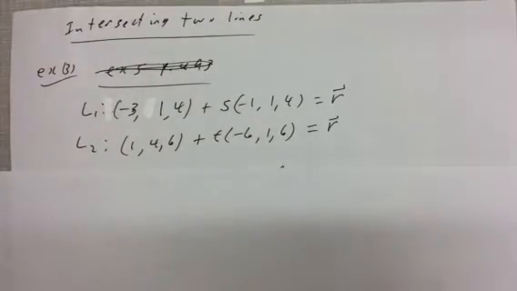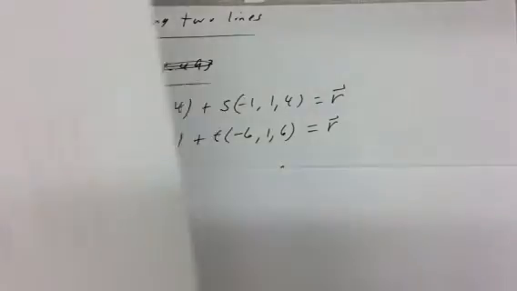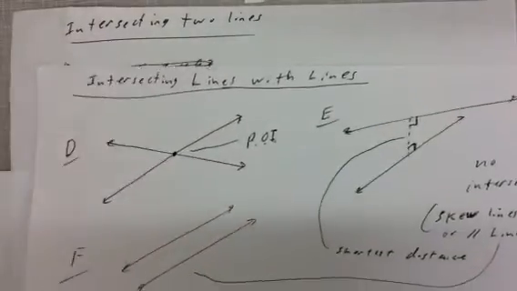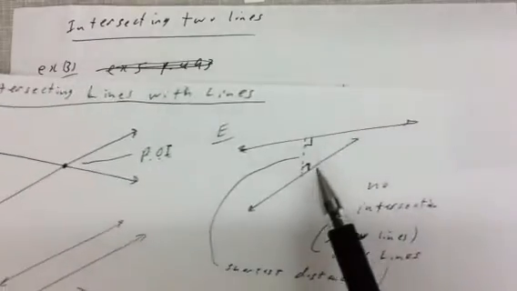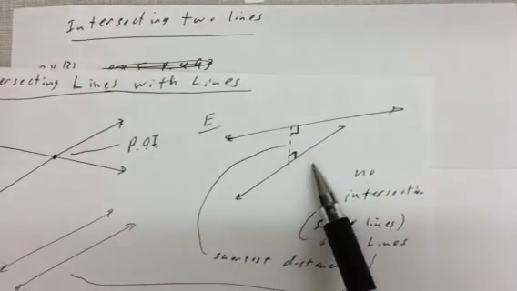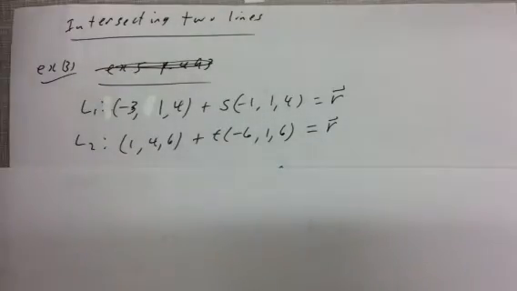Remember, this is probably very rare that one would exist if you just chose those lines randomly, okay? Because in three dimensions, this would be a rare case. This would probably be the most common case, two skew lines. But we're going to try and find the intersection anyways.